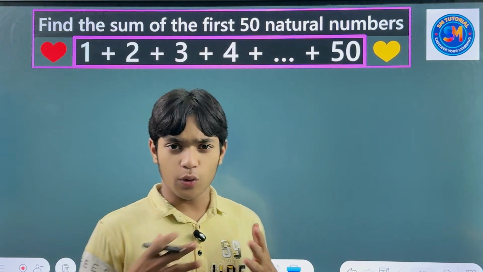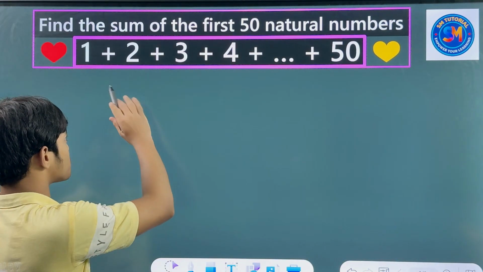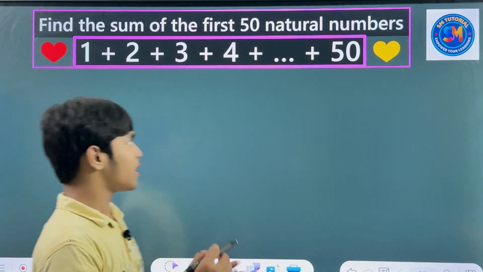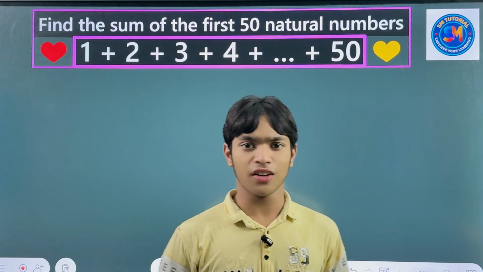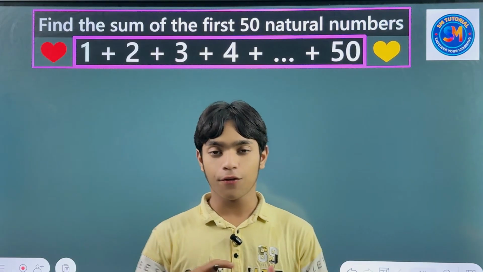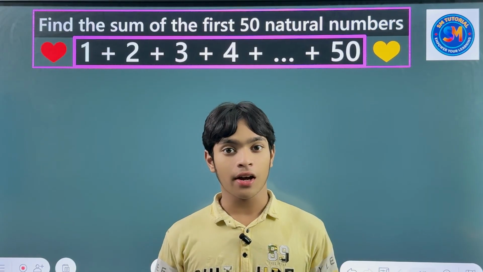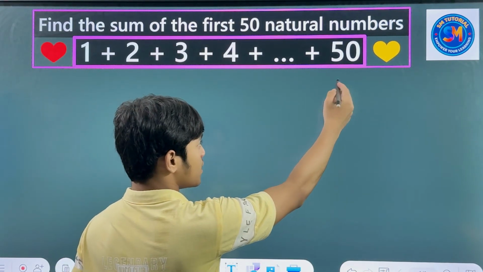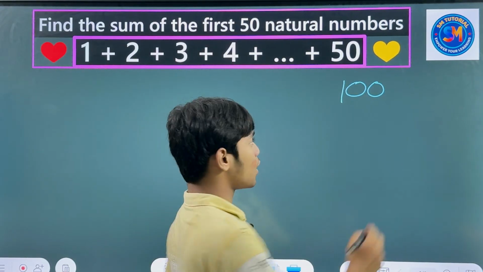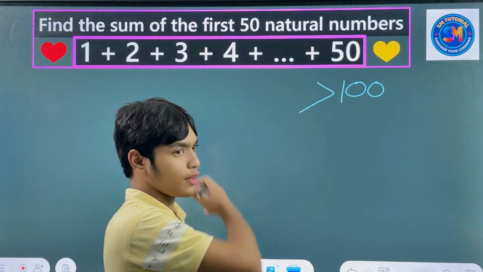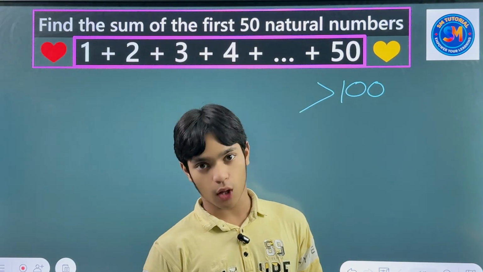So will you find it like 1 plus 2 is 3, 3 plus 3 is 6, then again 6 plus 4 is 10, then again 10 plus 5 is 15? Will you do it like this? Of course not. If you want to do these steps, you will need so many times. Just suppose when you have 100 or more of these, then what will happen? Can you imagine? So you won't apply this logic actually.